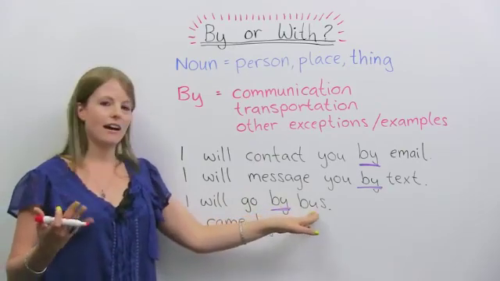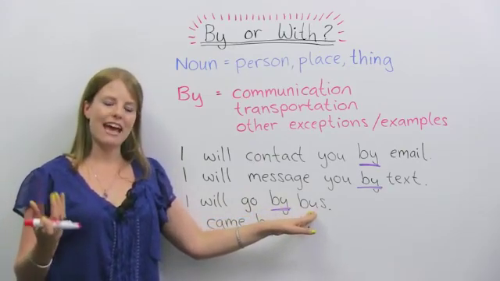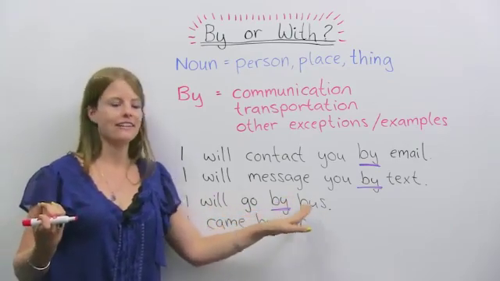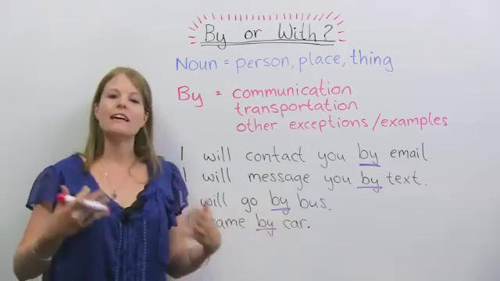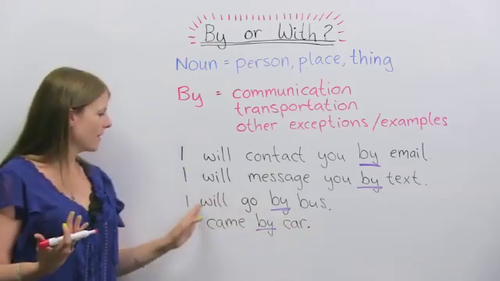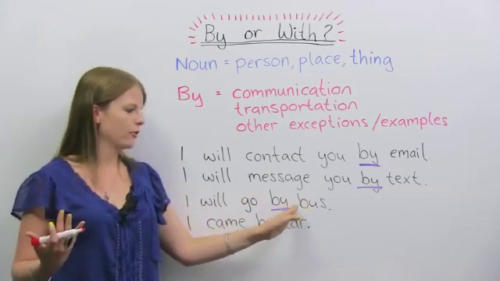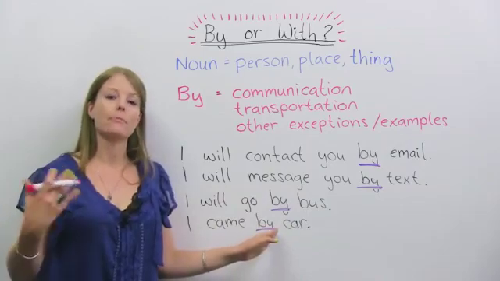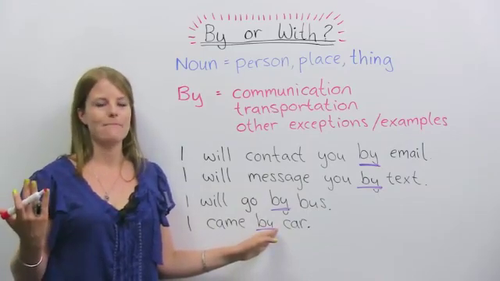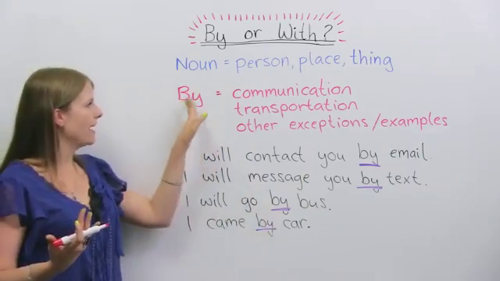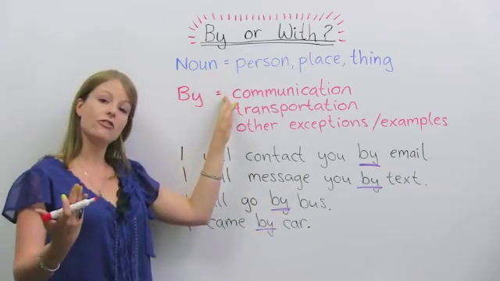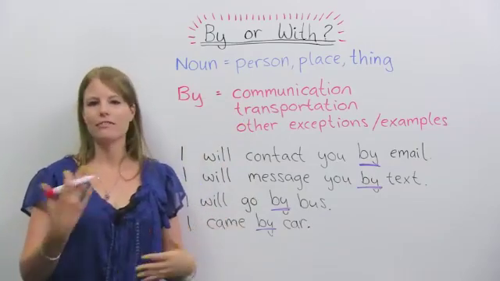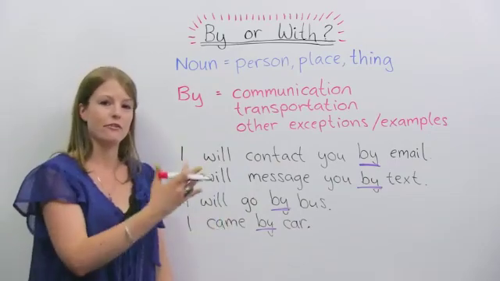You'll also notice something. When we use "by," and we're using a noun, we don't usually have the article there. So I don't say I will go by a bus or I came by a car. It's usually without any article. I will go by bus. So there's no "the," no "a" here. I will go by subway. I will go by airplane. I will go by bike. Okay? So again, we often use "by" with nouns when we're talking about communication or transportation. And then there are some other times, various exceptions also, but this is the main rule.